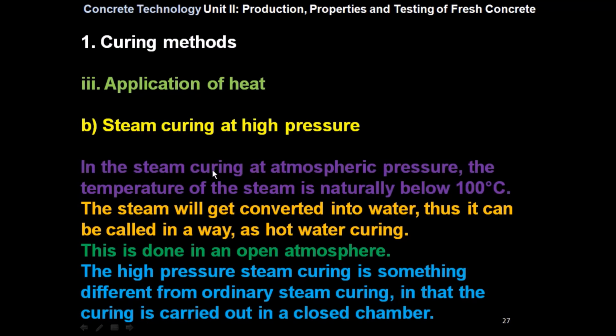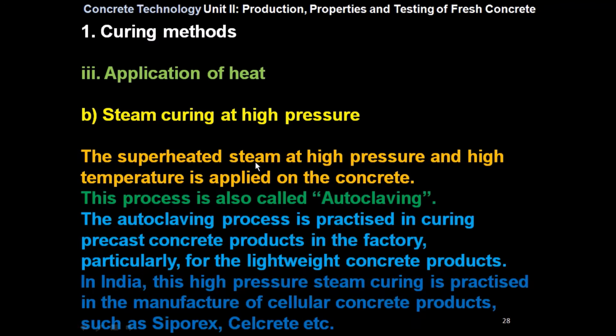In the steam curing at atmospheric pressure, the temperature of the steam is naturally below 100 degrees Celsius. The steam will get converted into water, thus it can be called in a way as hot water curing. This is done in an open atmosphere. The high pressure steam curing is something different from ordinary steam curing in that the curing is carried out in a closed chamber. The superheated steam at high pressure and high temperature is applied on the concrete. This process is also called autoclaving.